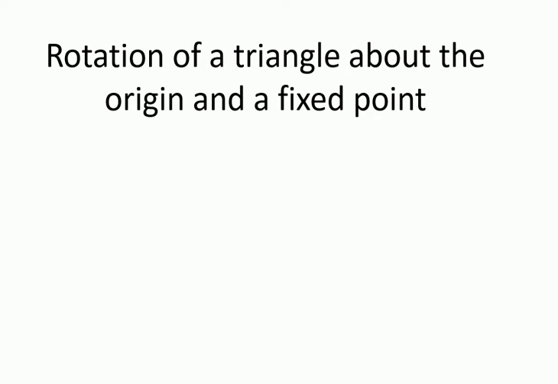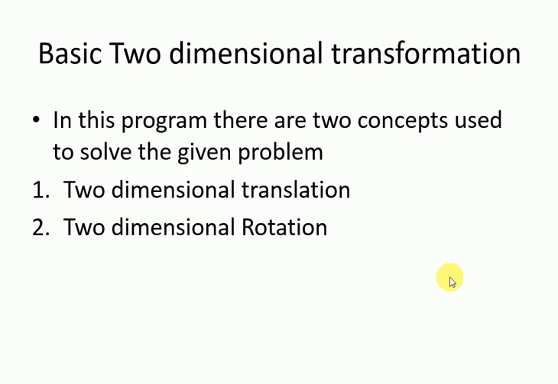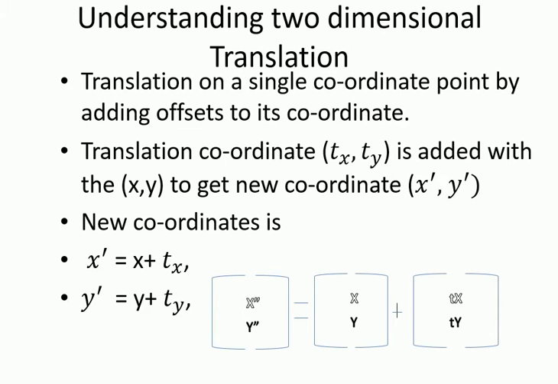Rotation of a triangle about the origin and a fixed point. There are two basic dimensional transformations. In this program, there are two concepts used to solve a given problem: two-dimensional translation and two-dimensional rotation. These are the two things we are going to consider while solving this problem.